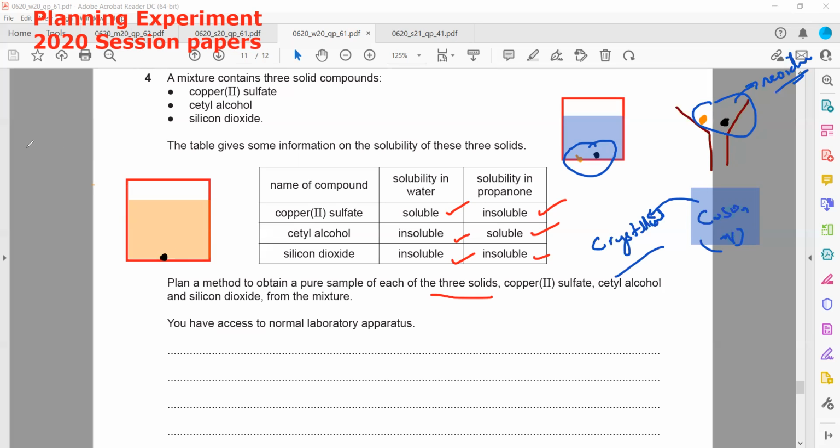Then we will carry out a filtration a second time. This time, silicon dioxide will be left on the filter paper and what passes through the filter paper is cetyl alcohol. And how to obtain this solid? We can also use evaporation or crystallization, because this is a solution and we want to obtain a solid from a solution. We can use either evaporation or crystallization.